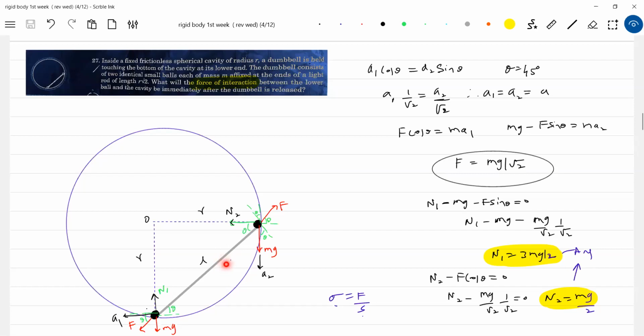Of course, that will be very negligible. He may ask you that particular thing: force of interaction between the ball and the cavity. The stress developed in the rod is compressive or tensile? Tensile means elongation. So it is compressive stress.